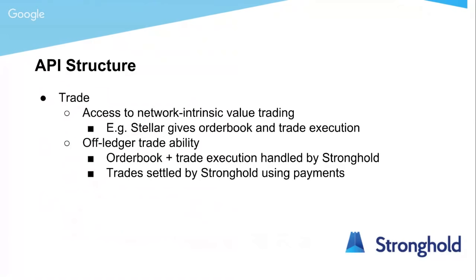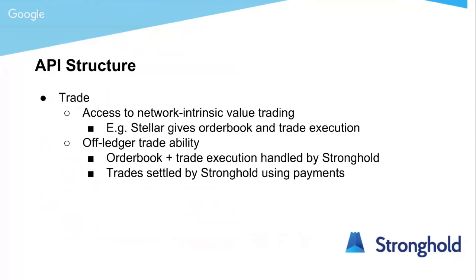And the other piece is trade. This really depends on what the underlying venue is. There's a couple of ways that this could work. If the blockchain protocol behind the venue allows it, you have direct access to network intrinsic value trading. An example of this would be inside Stellar, which has a built-in order book and it executes the trades itself. So it actually utilizes the underlying built-in features to do that.